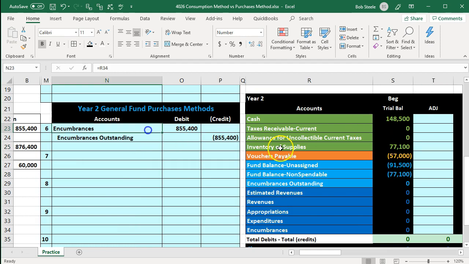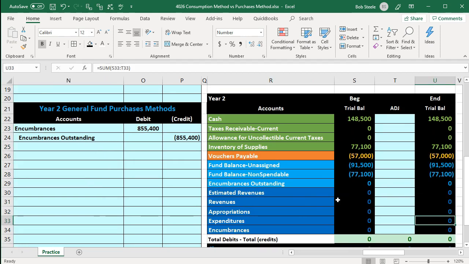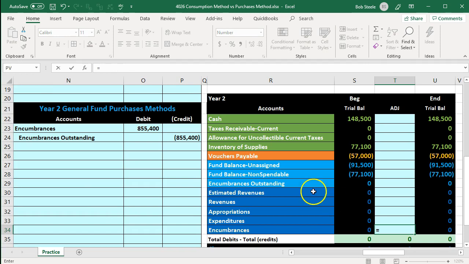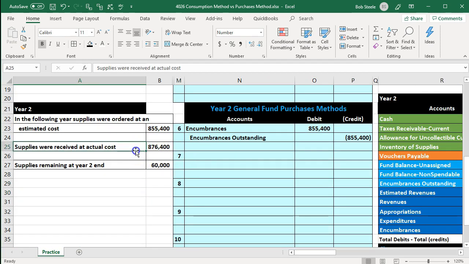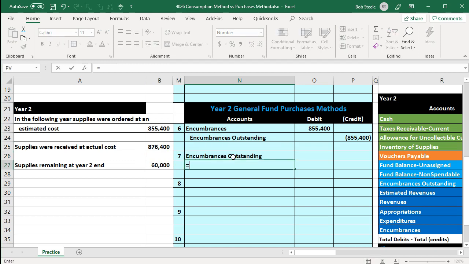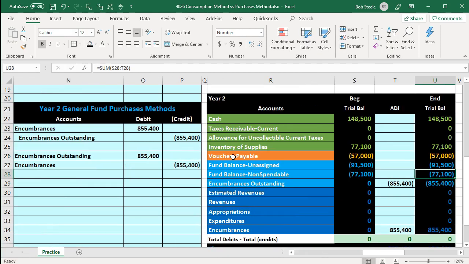So encumbrances are going to go up. So we'll go to encumbrances. That's in T34. And then encumbrances outstanding in T28. Then the next thing that happens is that we say supplies were received at the actual amount of the 876.4. So we're going to reverse the encumbrance just as we did in the prior period, reverse the estimated amount, and do that exactly. So the estimated amount is going to go back down to 0.